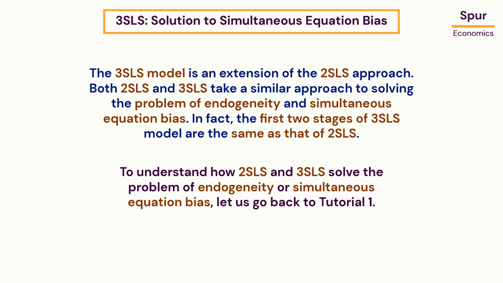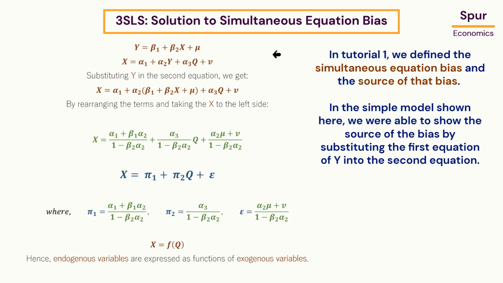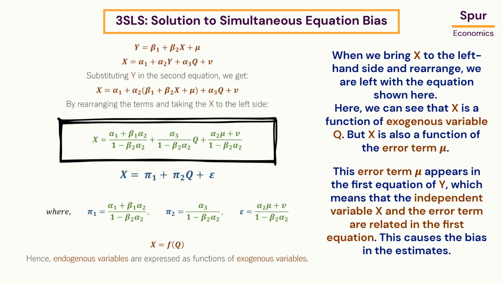Tutorial 1. In Tutorial 1, we defined the simultaneous equation bias and the source of that bias. In the simple model shown here, we were able to show the source of the bias by substituting the first equation of y into the second equation. When we bring x to the left-hand side and rearrange, we are left with the equation shown here. Here, we can see that x is a function of exogenous variable q. But x is also a function of the error term mu.